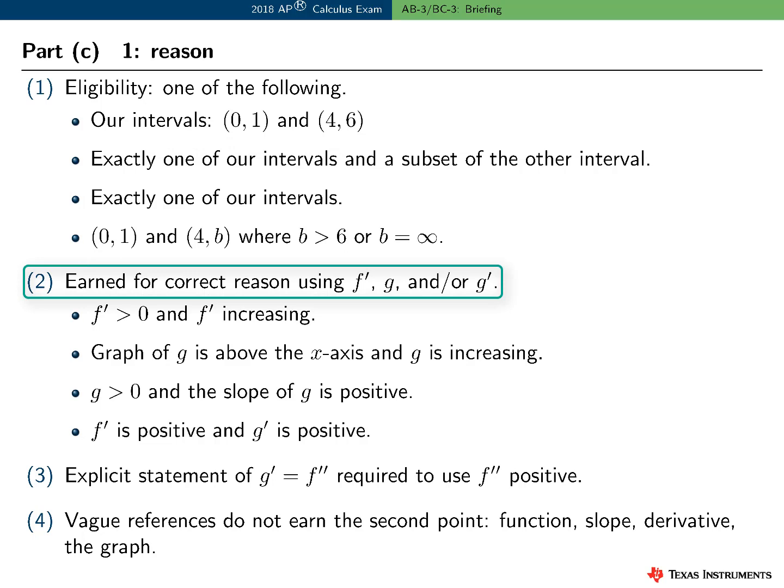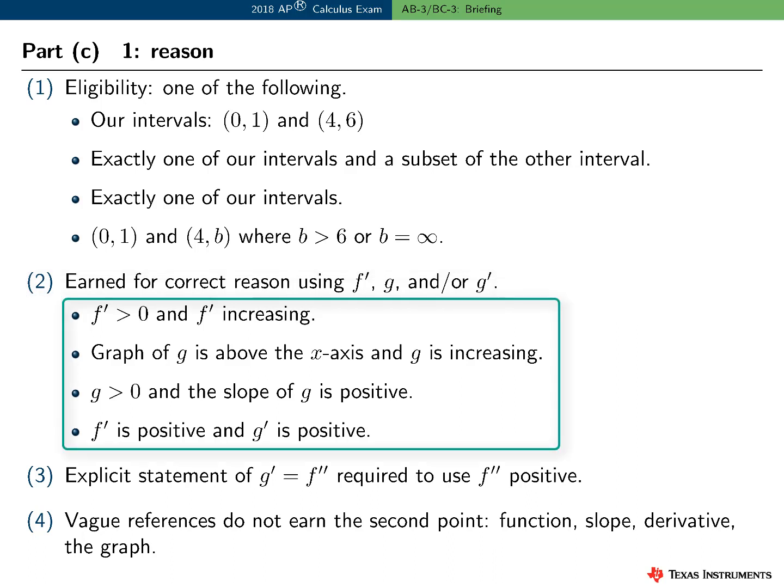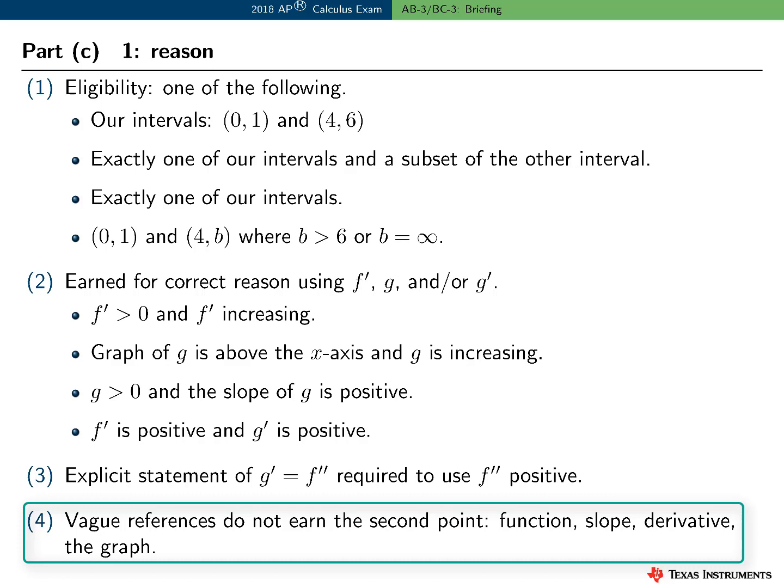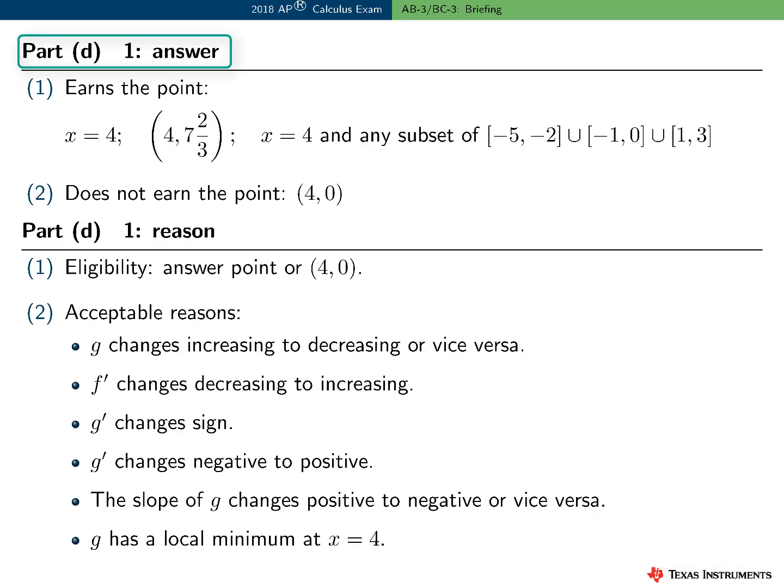This point was earned for the correct reason, using f prime, g, and or g prime. And here are some acceptable reasons. If the student reasoned using f double prime, then they were required to explicitly state that g prime equals f double prime. And vague references to things like the function, the slope, the derivative, or the graph did not earn the point. In part D, the first point was for the answer.